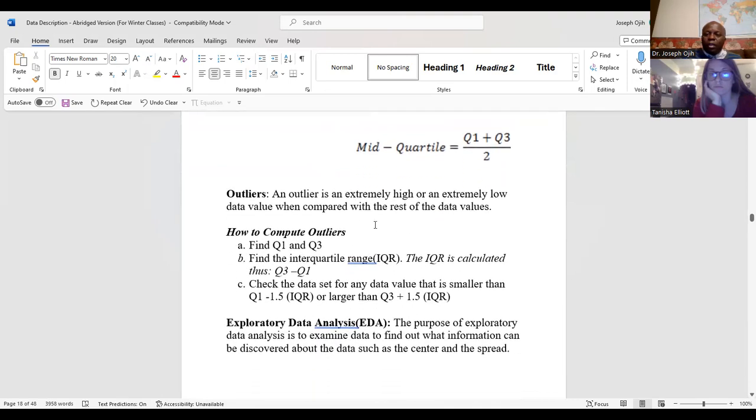Now, outliers, like I explained when we were doing shape of distribution, it's just an extremely high or an extremely low value that is standing out from the group.